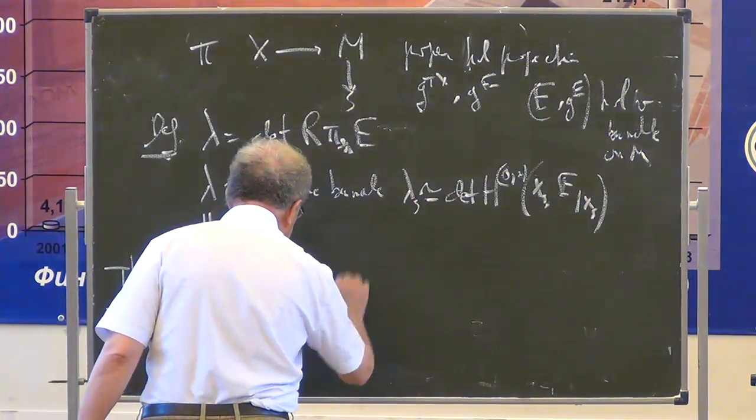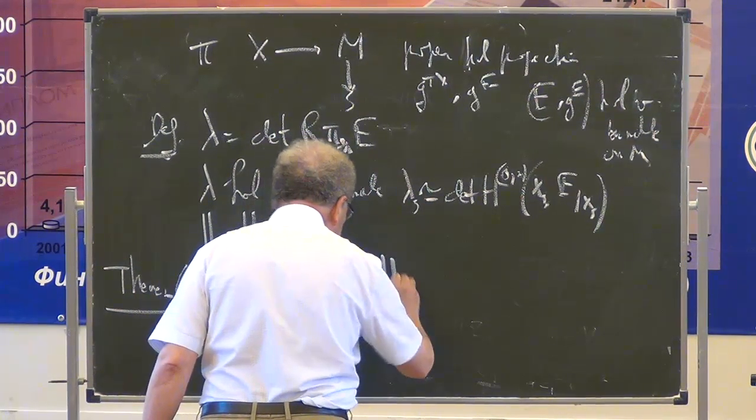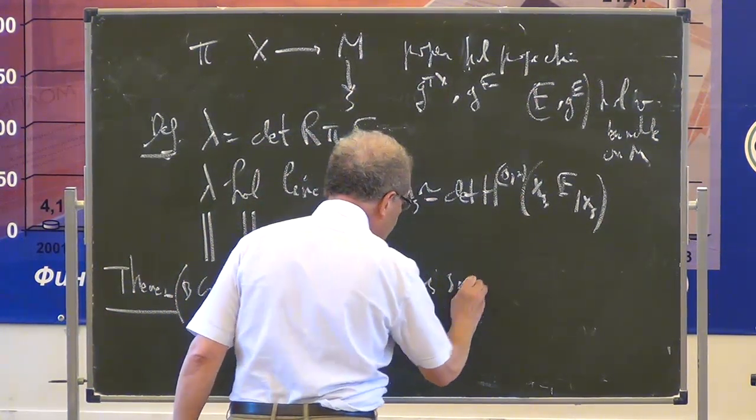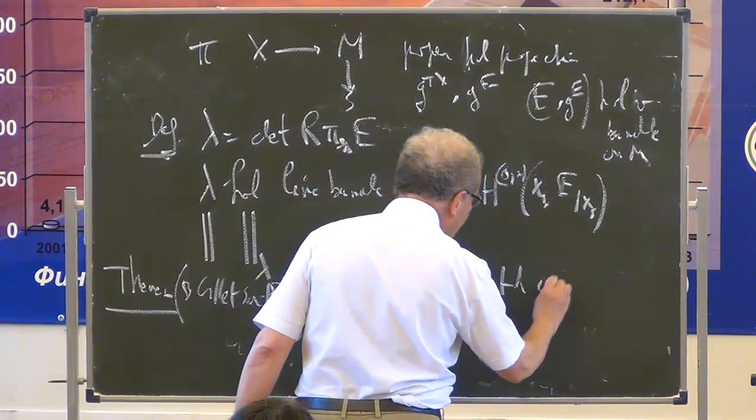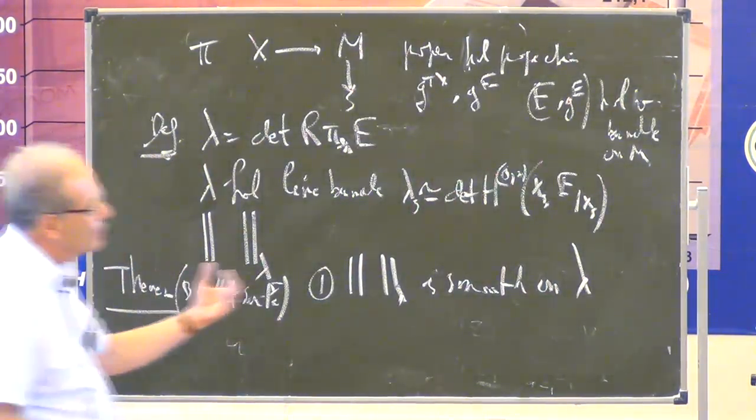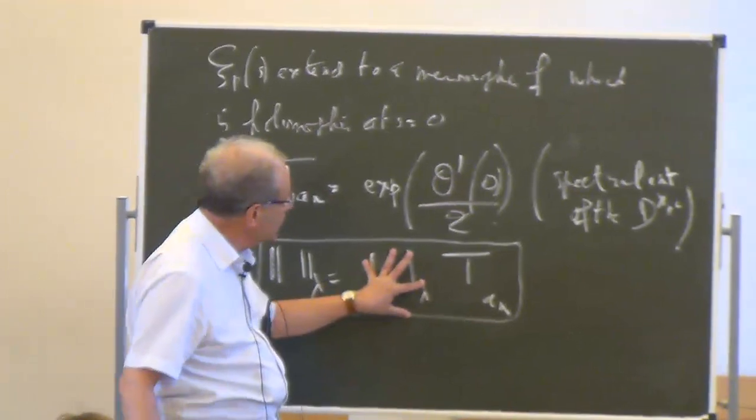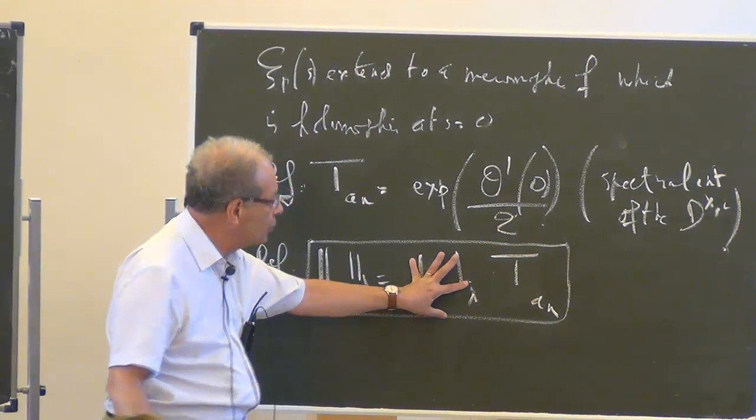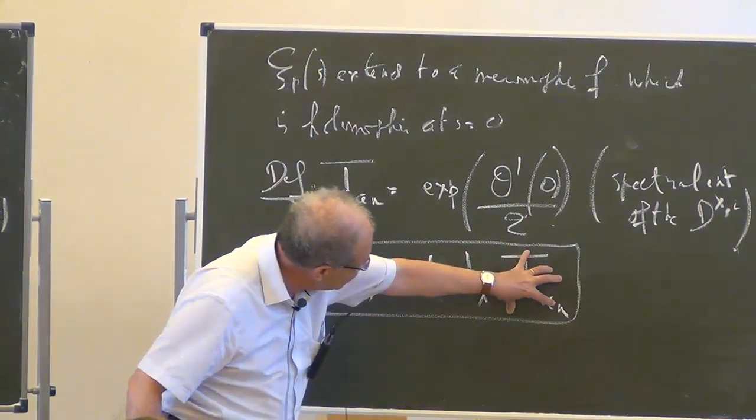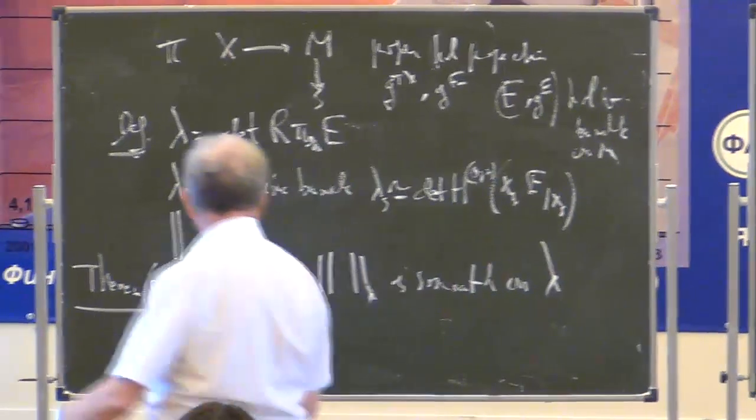So the first thing is that the Quillen metric is smooth. Okay, so the Quillen metric is smooth on lambda. Okay, so this would not be the case for the L2 metric. This metric in general is not smooth because of the jumps in cohomology, but if you multiply this by these two things, their discontinuities compensate each other, and it is smooth.